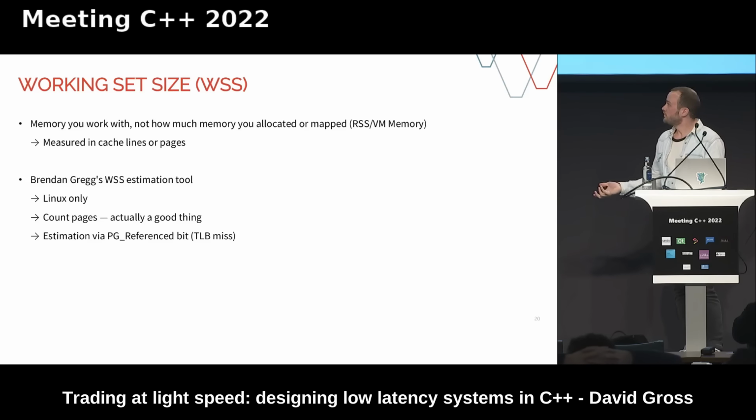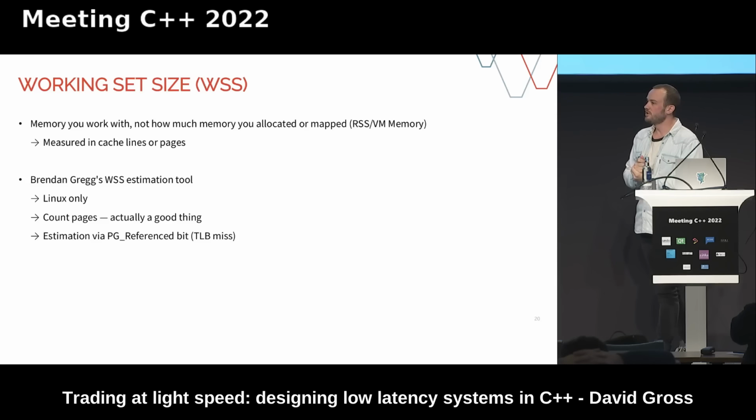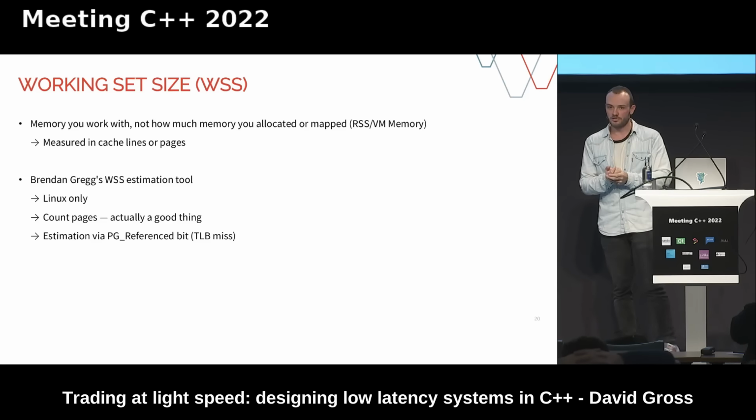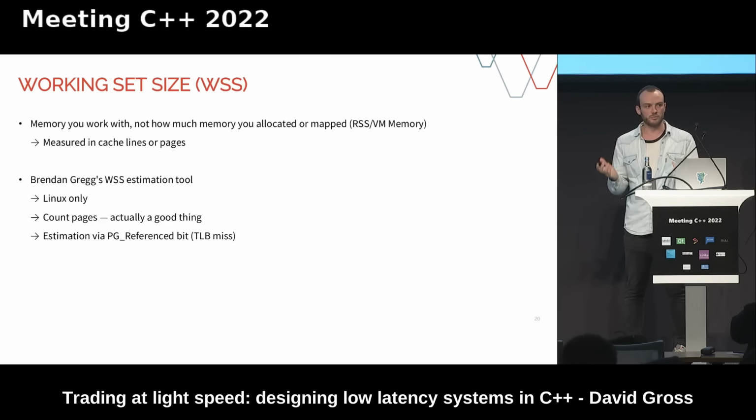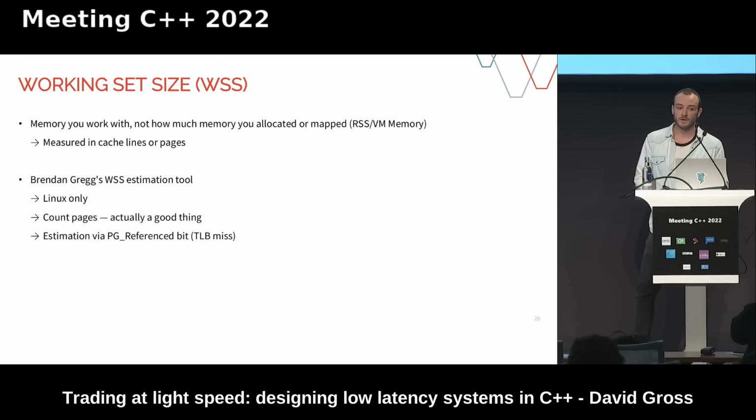So that's our strategy. We want to keep things local and small. And a great measure to check that you're doing that well is the WSS, the working set size. Not to be confused with RSS. The RSS is usually what we allocate on touch. The WSS is the size of your workload. In general, we can measure it in cache lines. But effectively, there is not really any tool to measure it in cache lines.